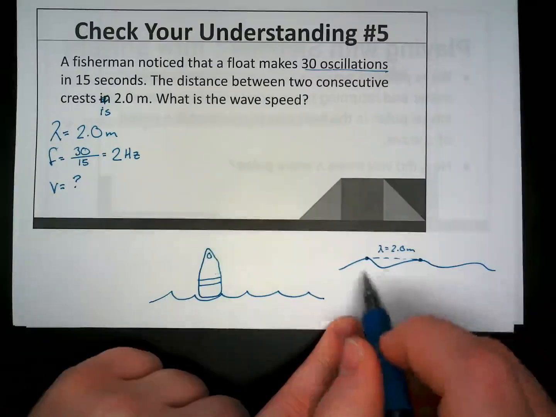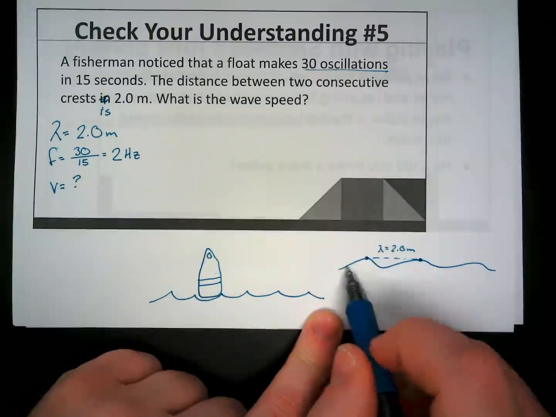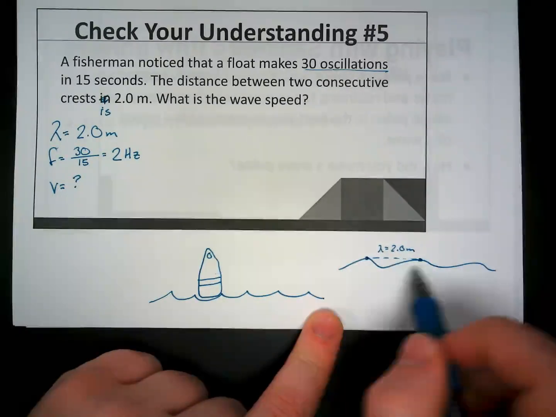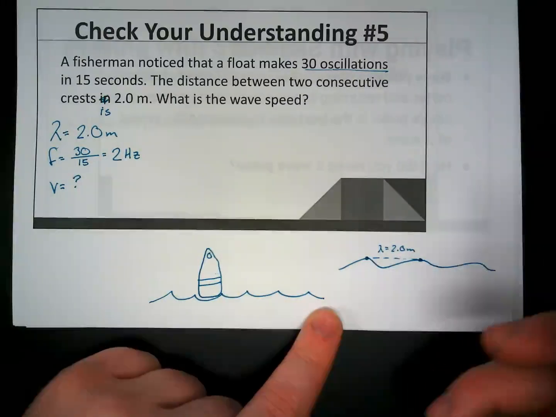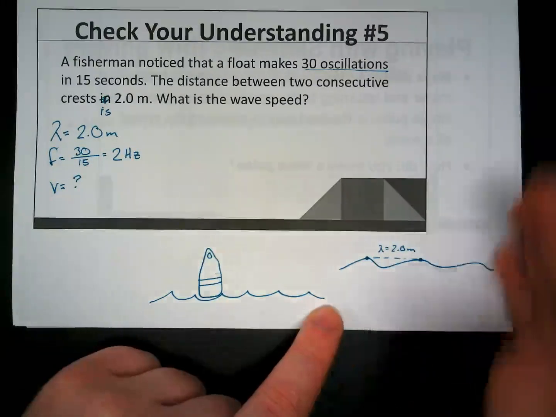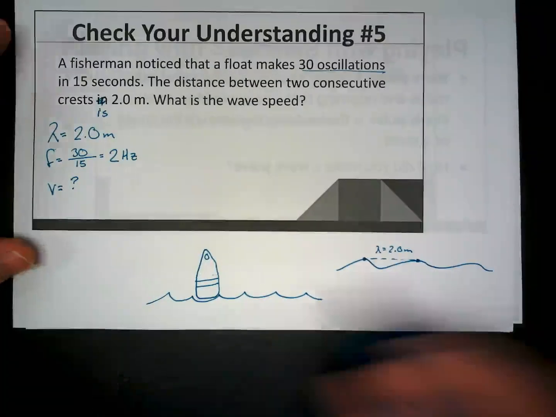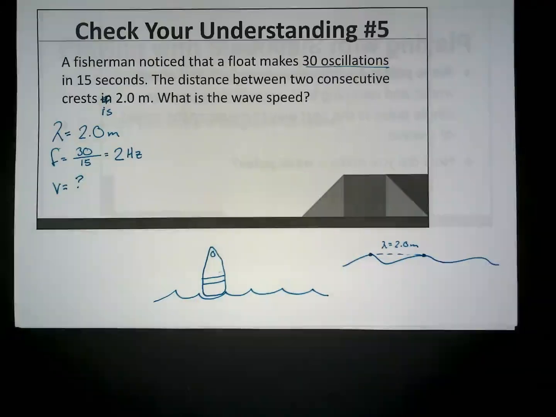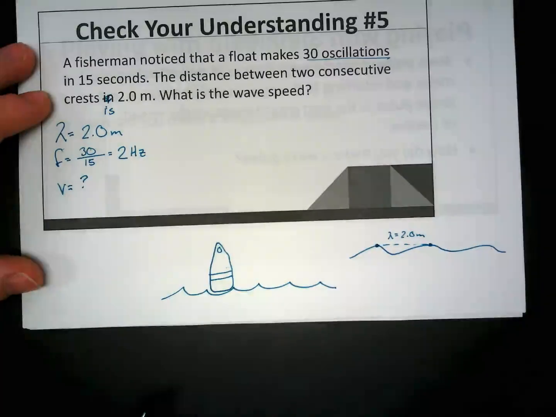He noticed that for one whole wave to pass by, he saw 2 of these pass by in 1 second. So it was bouncing up and down pretty good. And he wants to know, well, how quickly are these waves that are pushing this up and down moving? And that's what we're trying to find out here.